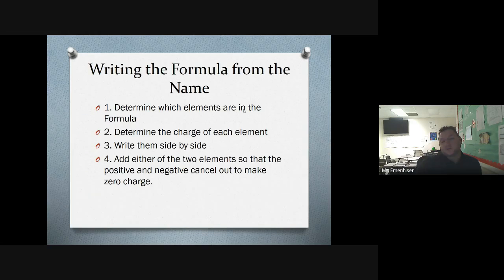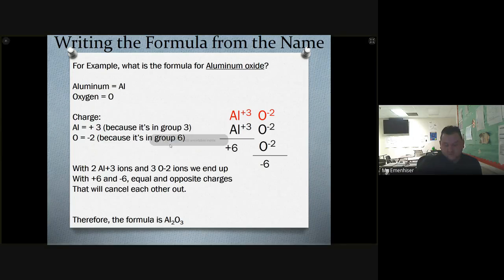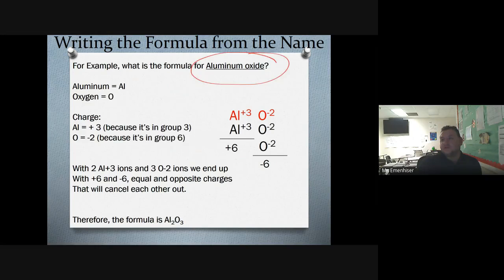Then we're going to determine the charge of each of those elements, write the elements side by side with their charges, and then we're going to add either the metal or the non-metal so that they cancel out. Okay, so the one that we're going to do here is aluminum oxide. And this is a slide with it kind of completely done. I put this in here so that if you're absent and you have the PowerPoint, you can just look at it and it's got everything you need. But we're going to do this one from scratch.